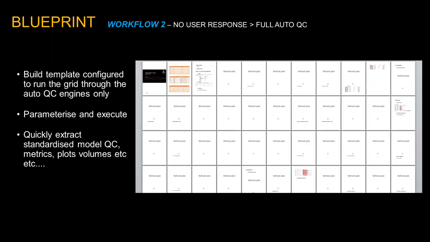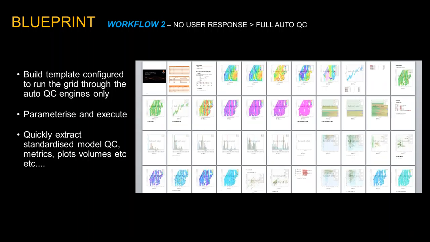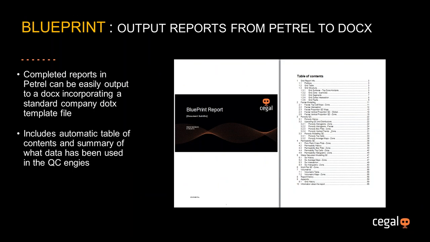Another example of a Blueprint workflow is a report that can be configured to require no user response at all. This requires a template configured just to run the grid through the auto QC engines only. So a user simply parameterizes the plots and then clicks to execute, refreshing all the plots within the report. This essentially allows you to quickly extract standardized model QC metrics, plots, and volumes from all projects, from all users. Lastly, the report objects can be exported to docx, including company formatting, table of contents, and so on.